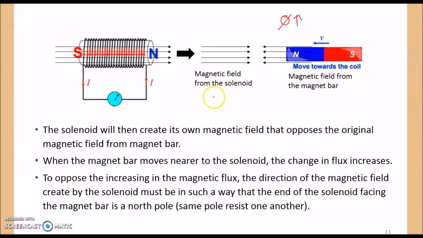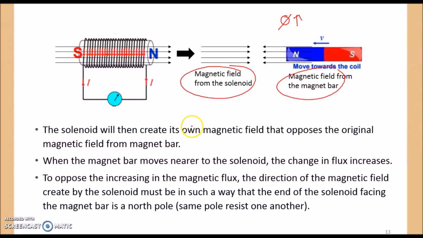This diagram shows the same thing that I have explained before this. So, when we move the bar magnet into the solenoid, the magnetic flux will increase. Then, Lenz said we need to oppose the change. We need to decrease back the magnetic flux, with the direction of magnetic field inside the solenoid being opposite to the direction of magnetic field from the bar magnet. So here you can see the direction of magnetic field from the solenoid is in this direction, while the magnetic field from the bar magnet is in this direction. So they are opposite directions.